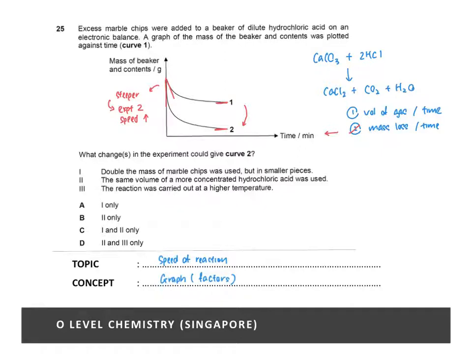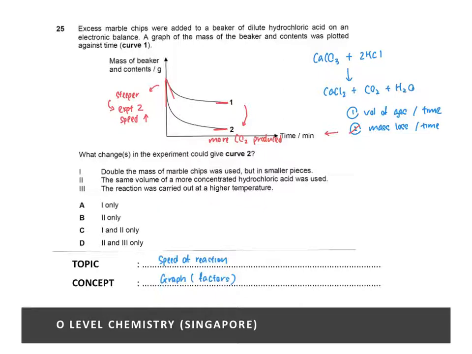Next thing to look out for is to notice that the final mass in reaction 2 is lower than reaction 1. What does that mean? It means that you have more CO2 produced. So the change in the experiment must also lead to more reaction happening, which results in more carbon dioxide being produced. With that in mind, let's look at the 3 changes.